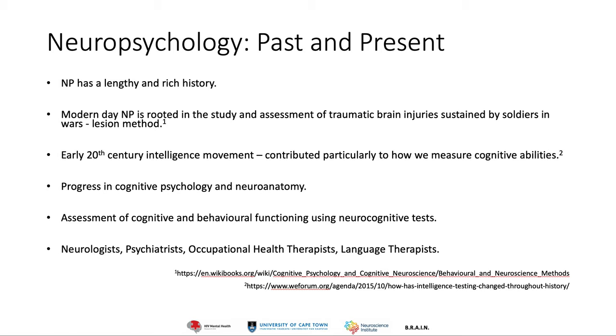A neurologist is a medical doctor who specializes in treating diseases of the nervous system. It includes the brain and spinal cord. Neurologists manage and treat neurological conditions.